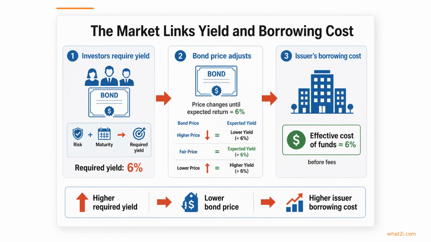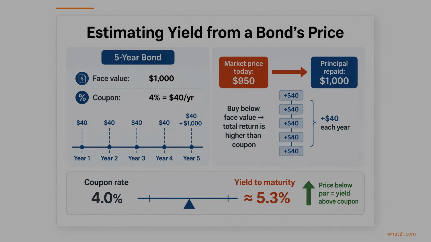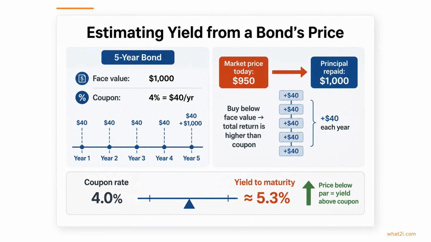The market ties these two perspectives together through price. Investors demand a certain yield for a given level of risk and maturity, and bond prices adjust until that required return lines up with the issuer's effective cost of funds. You can often tell a lot about yield just by looking at price. If a 5-year bond with a 4% coupon trades at $950 instead of $1,000, investors are getting the same coupon plus a price gain by maturity, so the yield ends up higher than 4%, at about 5%.